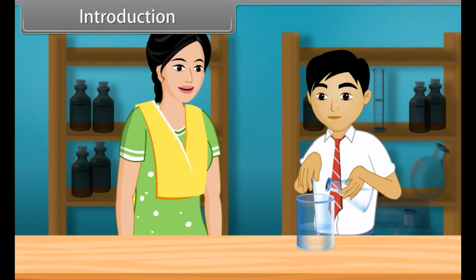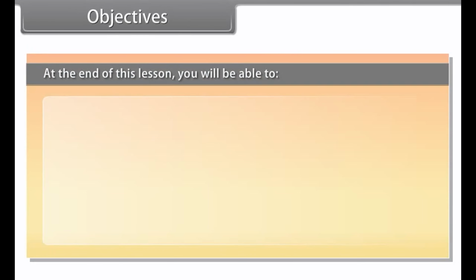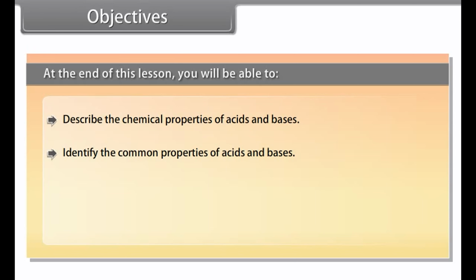Children, in this lesson we will learn about the chemical properties of acids and bases and about salts. Objectives. At the end of this lesson, you will be able to describe the chemical properties of acids and bases, identify the common properties of acids and bases, describe the strength of acids and bases, explain salts.